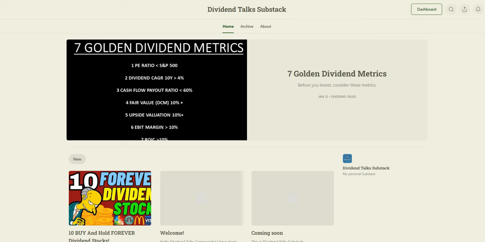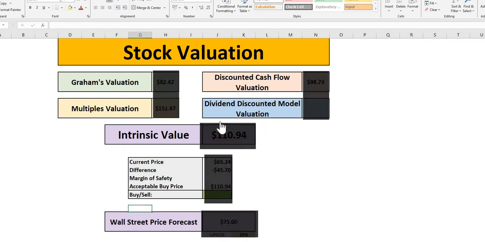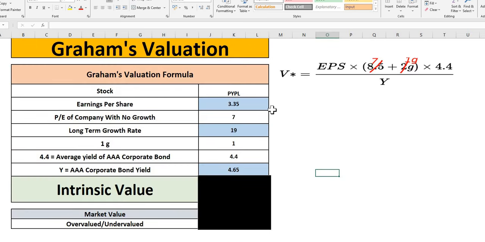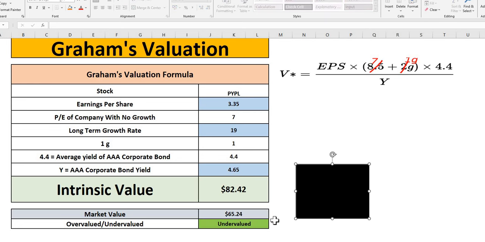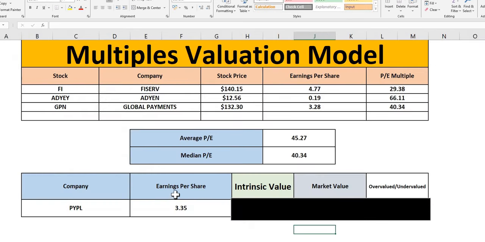So let's jump into the valuation and jump into Graham's model first. We have the stock ticker symbol, PayPal. We have the PE as well as the long-term growth rate and AAA corporate bond yield. This gives an intrinsic value of $82, as we can see, our signal of undervaluation. Just remember though, we're not looking at any of these models in isolation, and we will draw our conclusions towards the end of the episode.